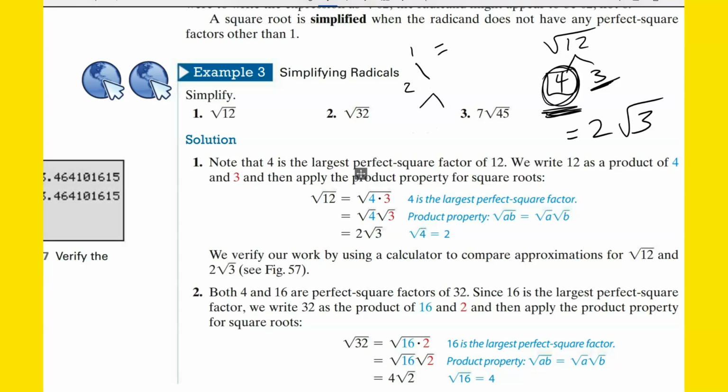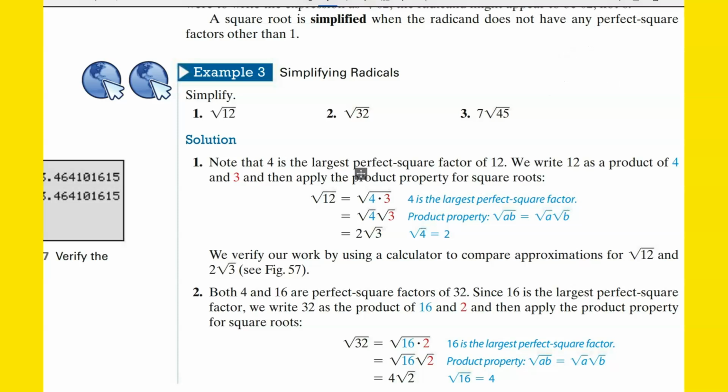You can do their prime factorization like we just did, or you can look for the highest perfect square that will divide into that number and break it down that way. So either one, whichever one of those ways makes good sense to you, go with it. Let's do the next one, the square root of 32.